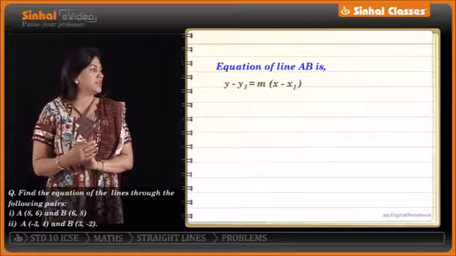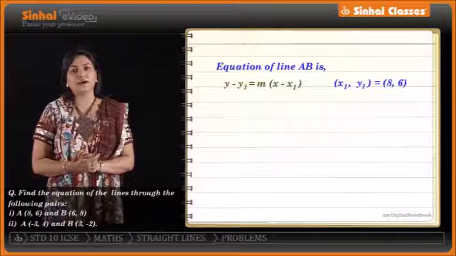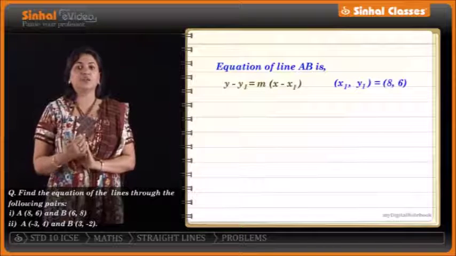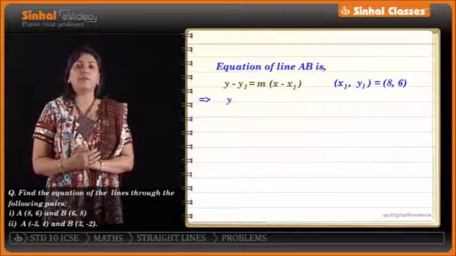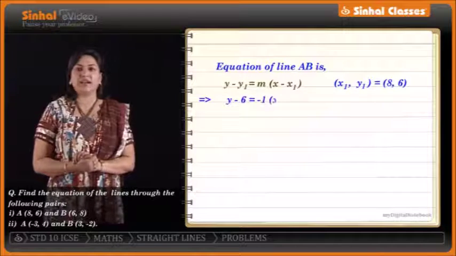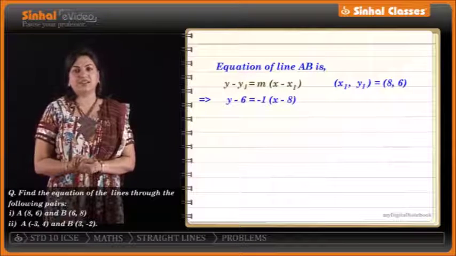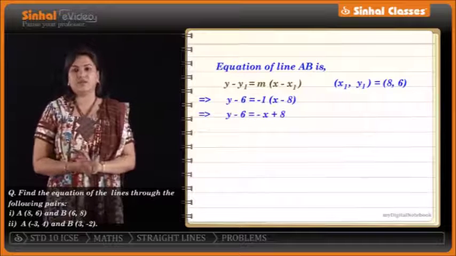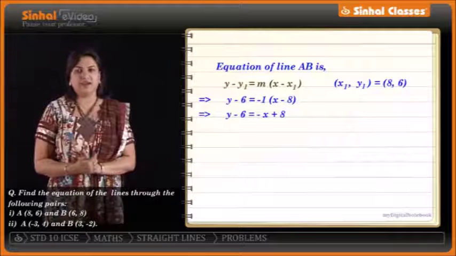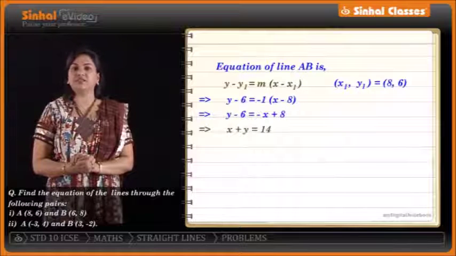Now we substitute (x1, y1) as (8, 6) and the slope as minus 1. So the equation becomes y minus 6 is equal to minus 1 times (x minus 8). Open the brackets. y minus 6 is equal to minus x plus 8. Take x and y on one side, numbers to the other. We get x plus y is equal to 14.